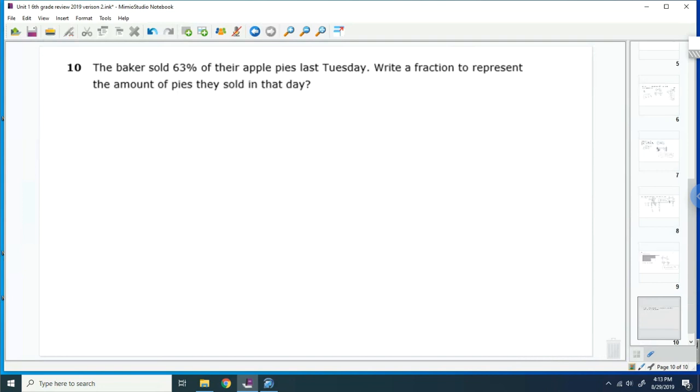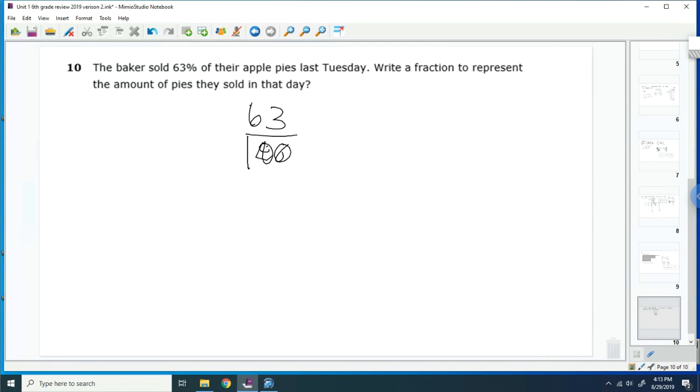Hey, last one. The bakers sold 63% of their apple pie last Tuesday. Write a fraction to represent the amount of pies they sold. Hey, a percentage always goes over 100. So it's 63 over 100. If I could write it, there you go.